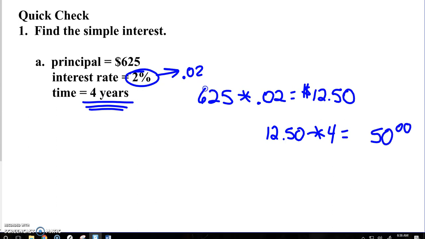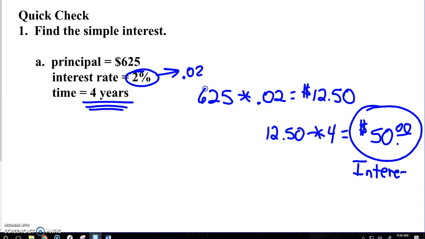Now, this isn't a very realistic example. Interest rates definitely are not that high at a savings account. But $50 in this example would be the interest. And we are working with simple interest, so $50 would be your simple interest. And that's what they wanted us to find. It said find the simple interest. So we did that. The simple interest was $50.